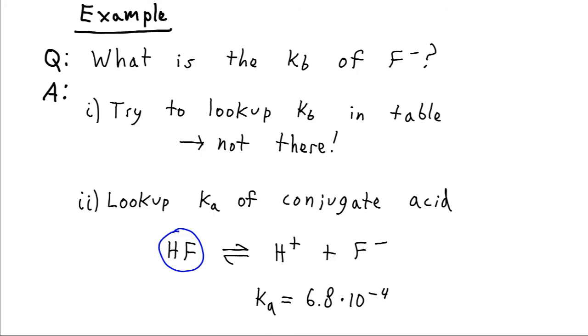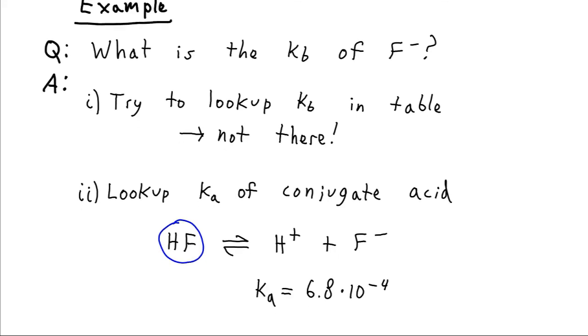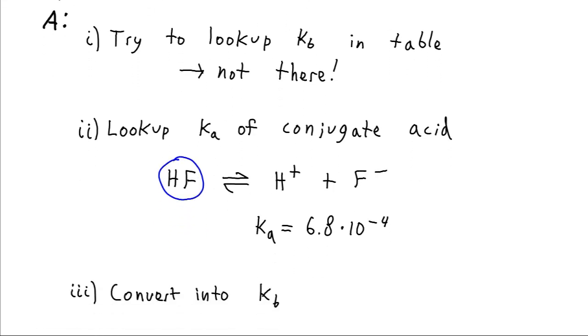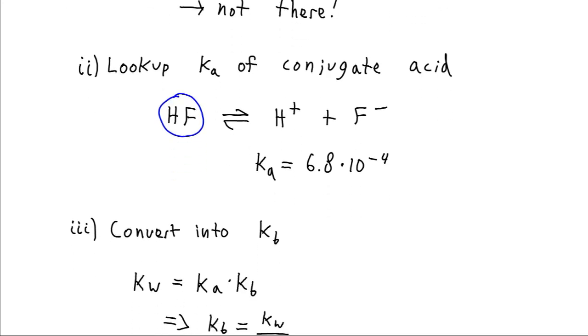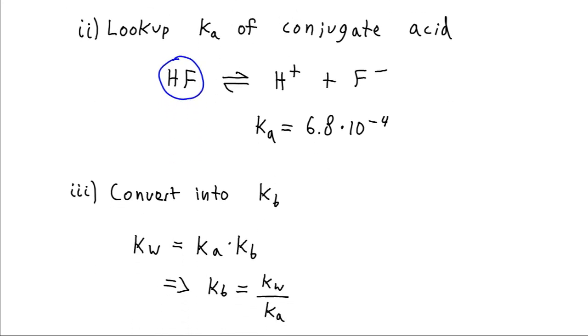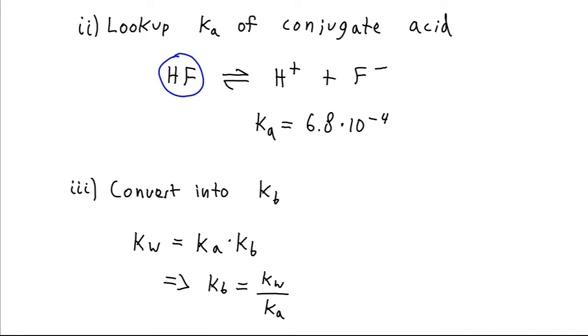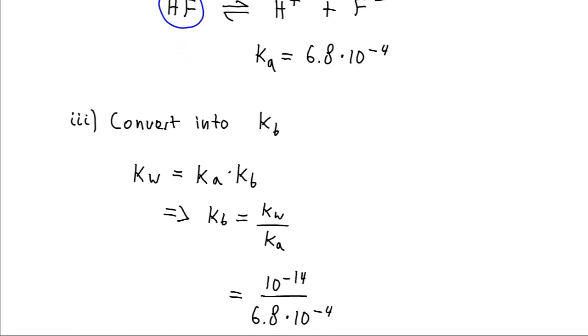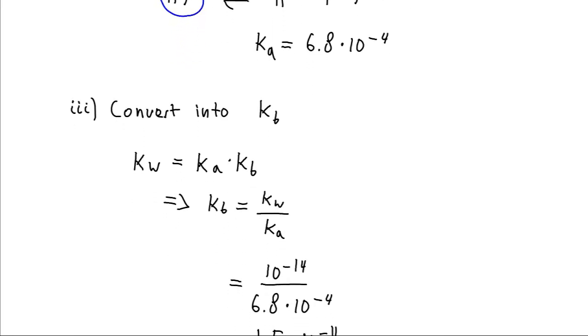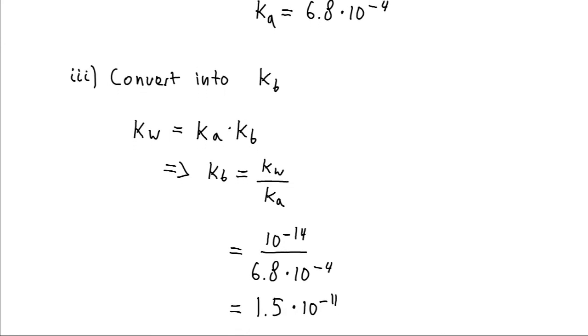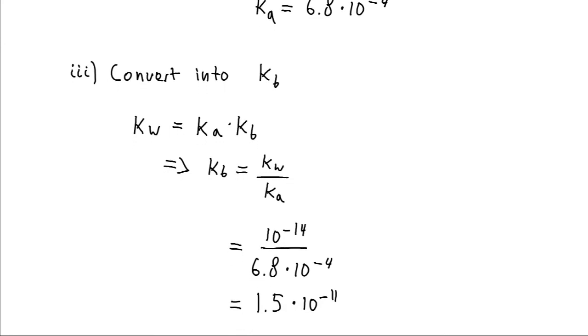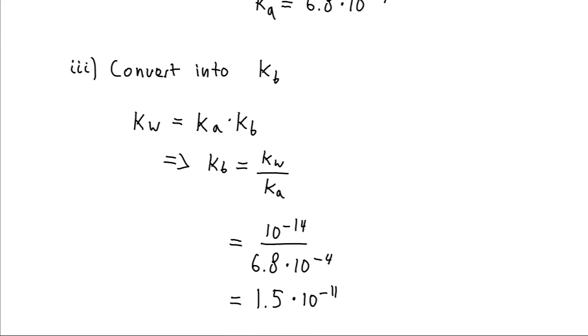And when we look this up, we do find it. We find it has a Ka of 6.8 times 10 to the minus 4. So we can convert this into Kb using our K water relationship. So Kb will be equal to K water divided by Ka, equal to 10 to the minus 14 over 6.8 times 10 to the minus 4, which is the Ka we looked up for the conjugate. And so we get a Kb of 1.5 times 10 to the minus 11 for fluoride.